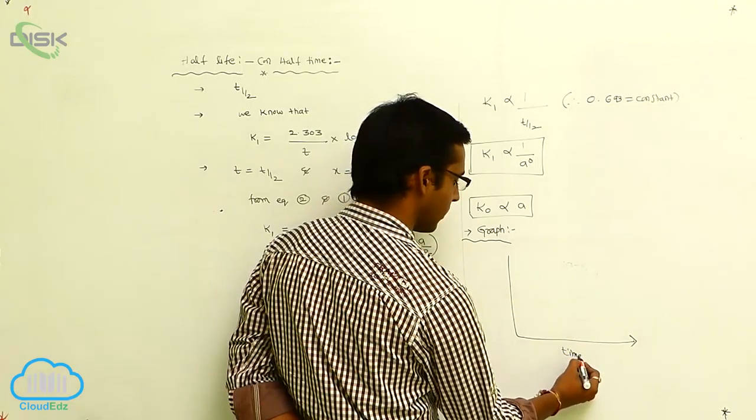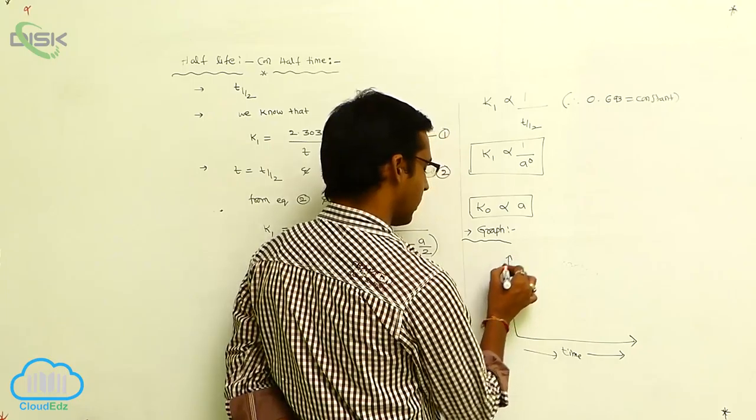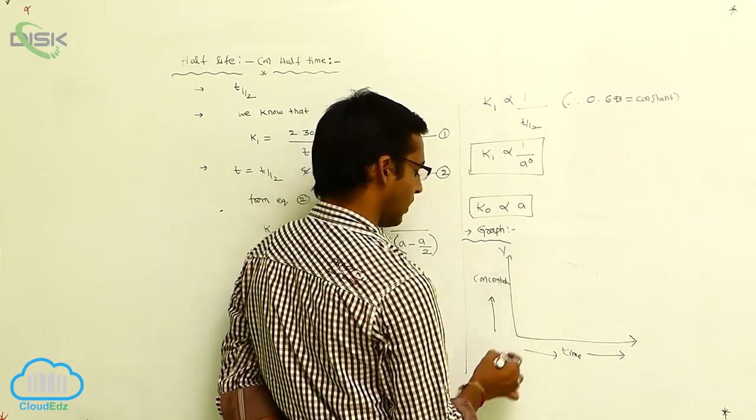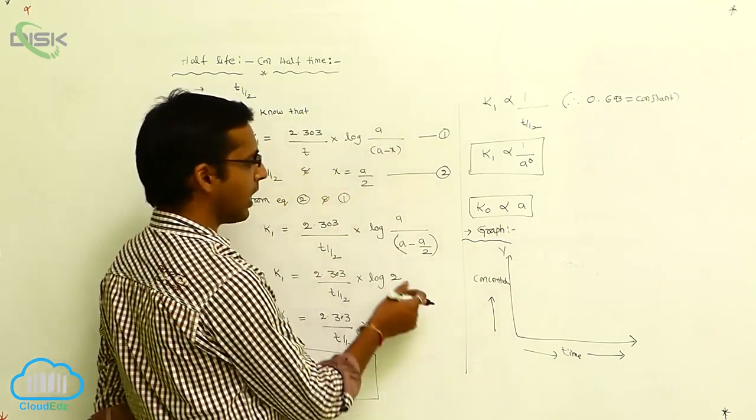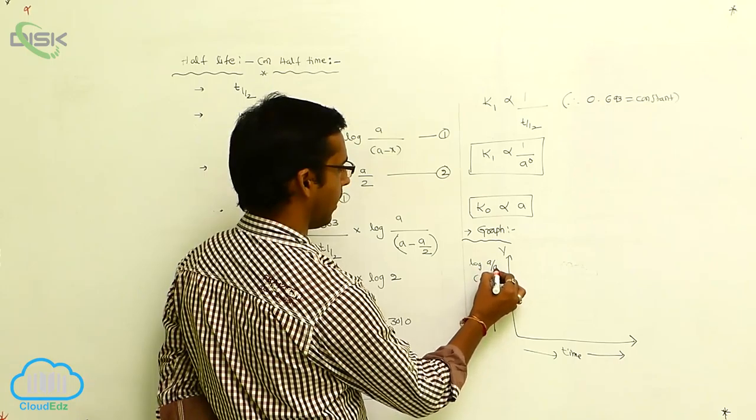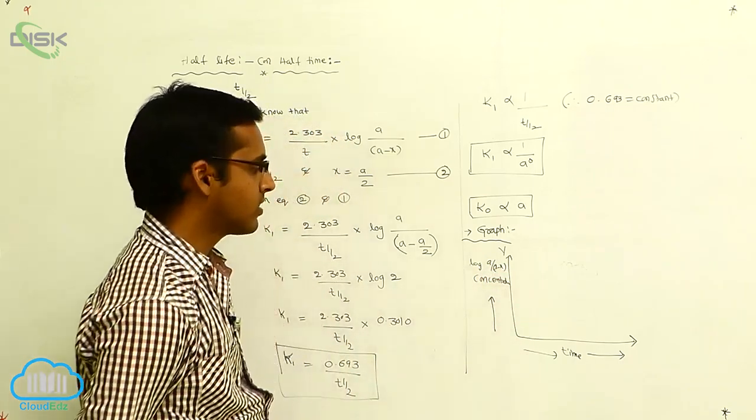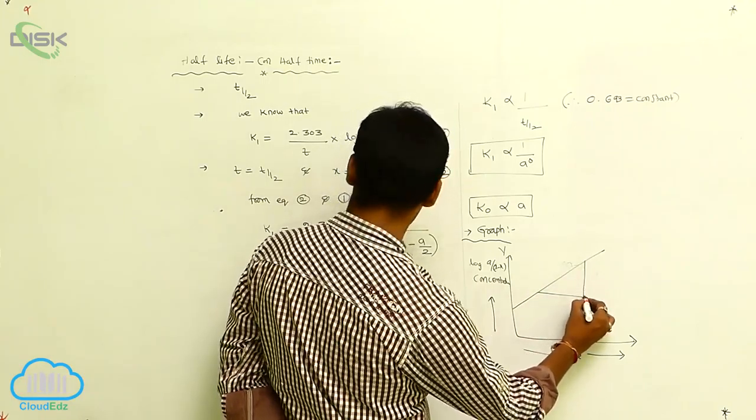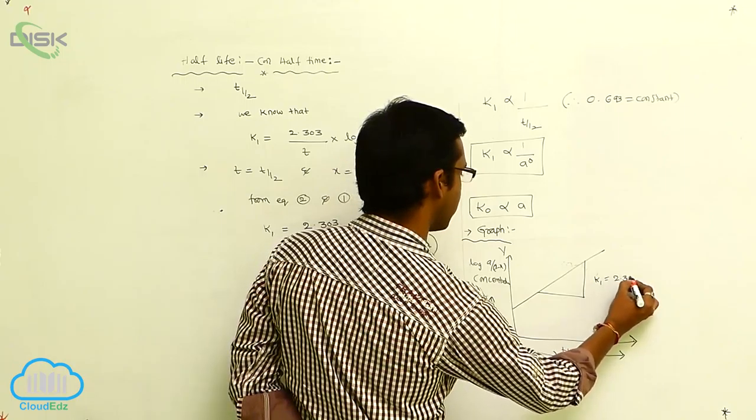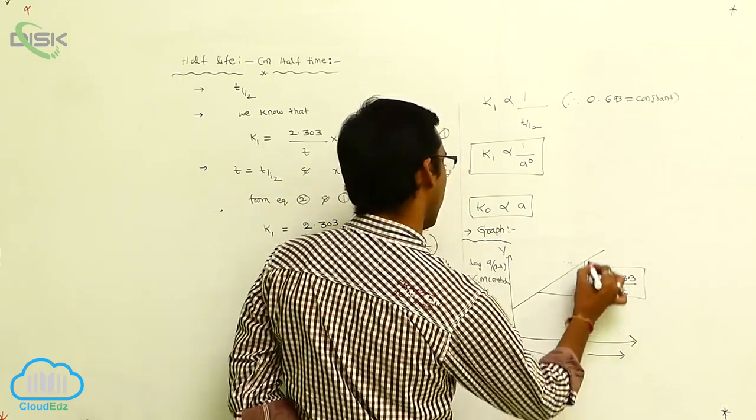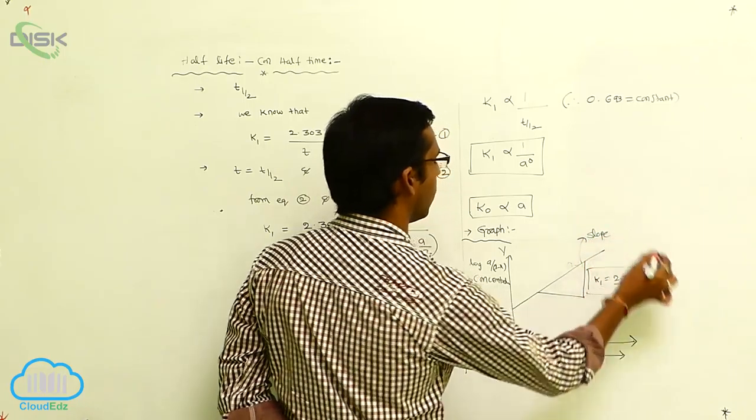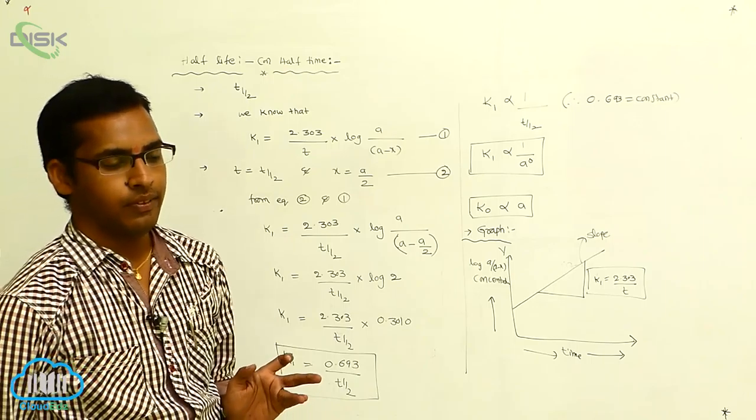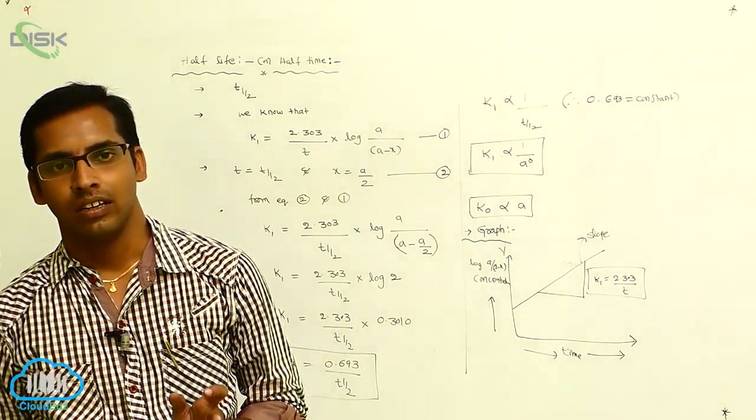After this, another characteristic is the graph. For this process, consider time on the x-axis and the concentration term on the y-axis. The concentration term is log a by a minus x. Log a by a minus x is on the y-axis and time is on the x-axis. It gives you a slope, and that slope value is k1 equals 2.303 by t. This is your slope value.